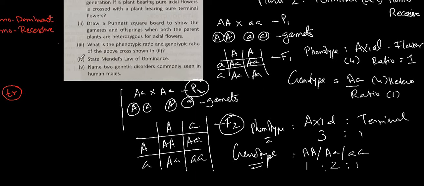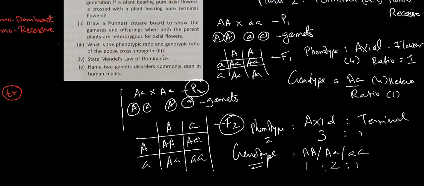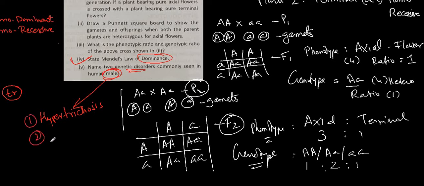Now it says state the law of Mendel that is related to dominance. You know that one, so you don't need to worry about it. Here, name the 2 genetic disorders commonly seen in human males. So here what you will write? Hypertrichosis, and number 2, baldness. So this is how we do question number 5.